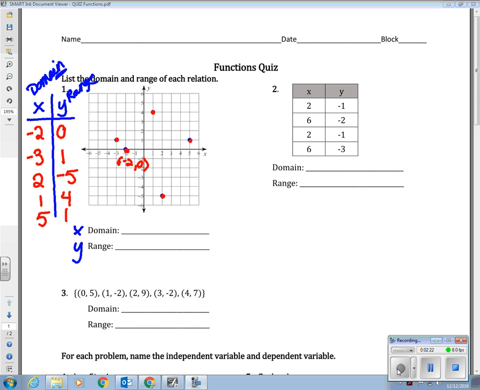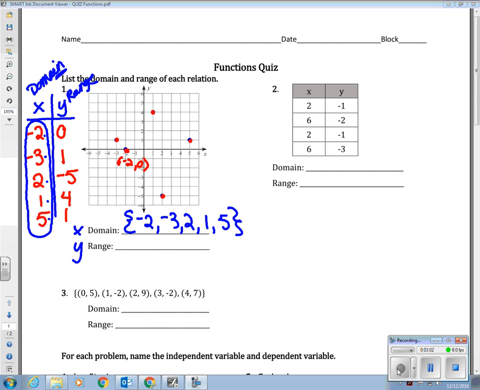So I'm looking at my domain first, my x values, and that's all of these right here. One of the things I need to make sure of is that I don't duplicate any of these numbers. I have a -2, I have a -3, I have a 2, I have a 1, I have a 5. Those are all represented only one time, so all of those numbers go in my domain. Remember, I must use my braces. That is that squiggly looking bracket, and you've got to practice writing that. So I'm going to use these numbers: -2, -3, 2, 1, and 5.